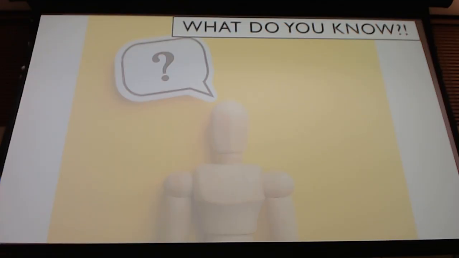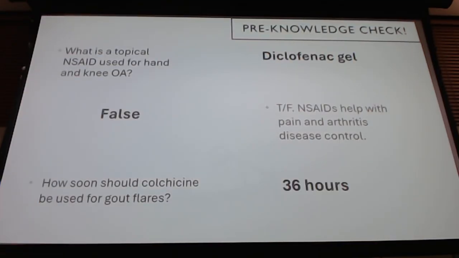So our what do you know? I'm going to go through it and show us all of the answers. A topical NSAID that we can use for our hand and our knees, when we talked about hand and knee OA, is diclofenac. Most of the time we like to put it on the knees more so.